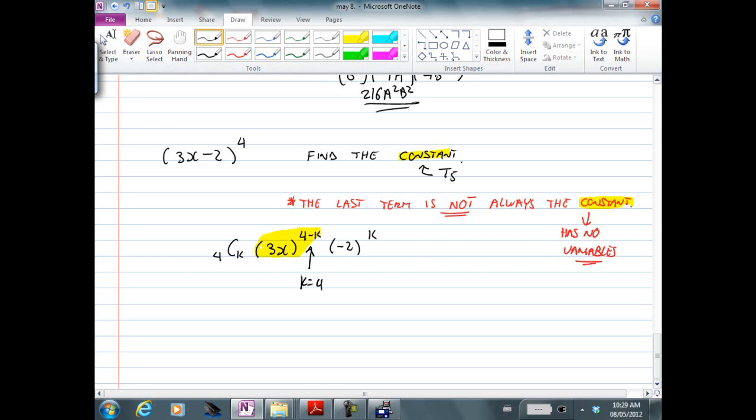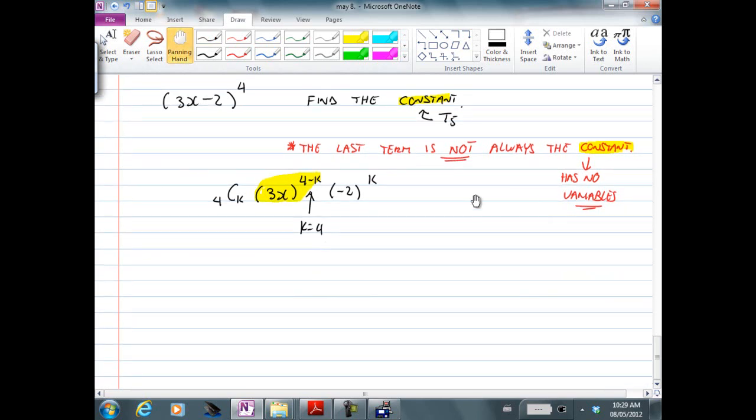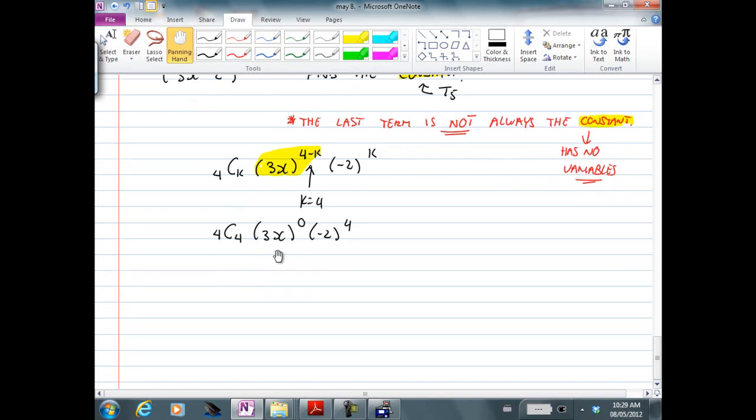Use logic, because if you don't use logic in the upcoming parts, you're going to get destroyed. I want to get rid of the variable. The only way to get rid of the variable is to let k be 4. So now I can go back and sub it in: 4C4, 3x to the power of 0, negative 2 to the power of 4. If you did this right, you should have no x's in there. A lot of people think the constant is always the last term. It's never the case. It's only in simple questions like this. Punch it in your calculator and you should get 16.